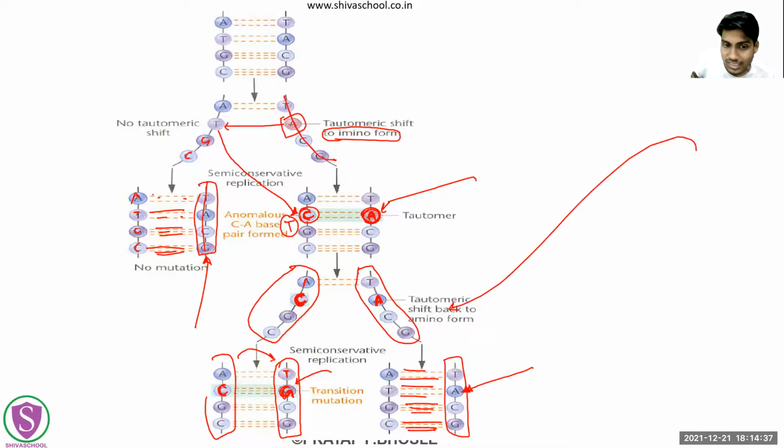Whatever guanine is incorporated here, this is the error in the DNA replication. And what is it because of? Because of this tautomeric effect. So for tautomerism, when we did the initial study, you have to study this diagram. Okay.